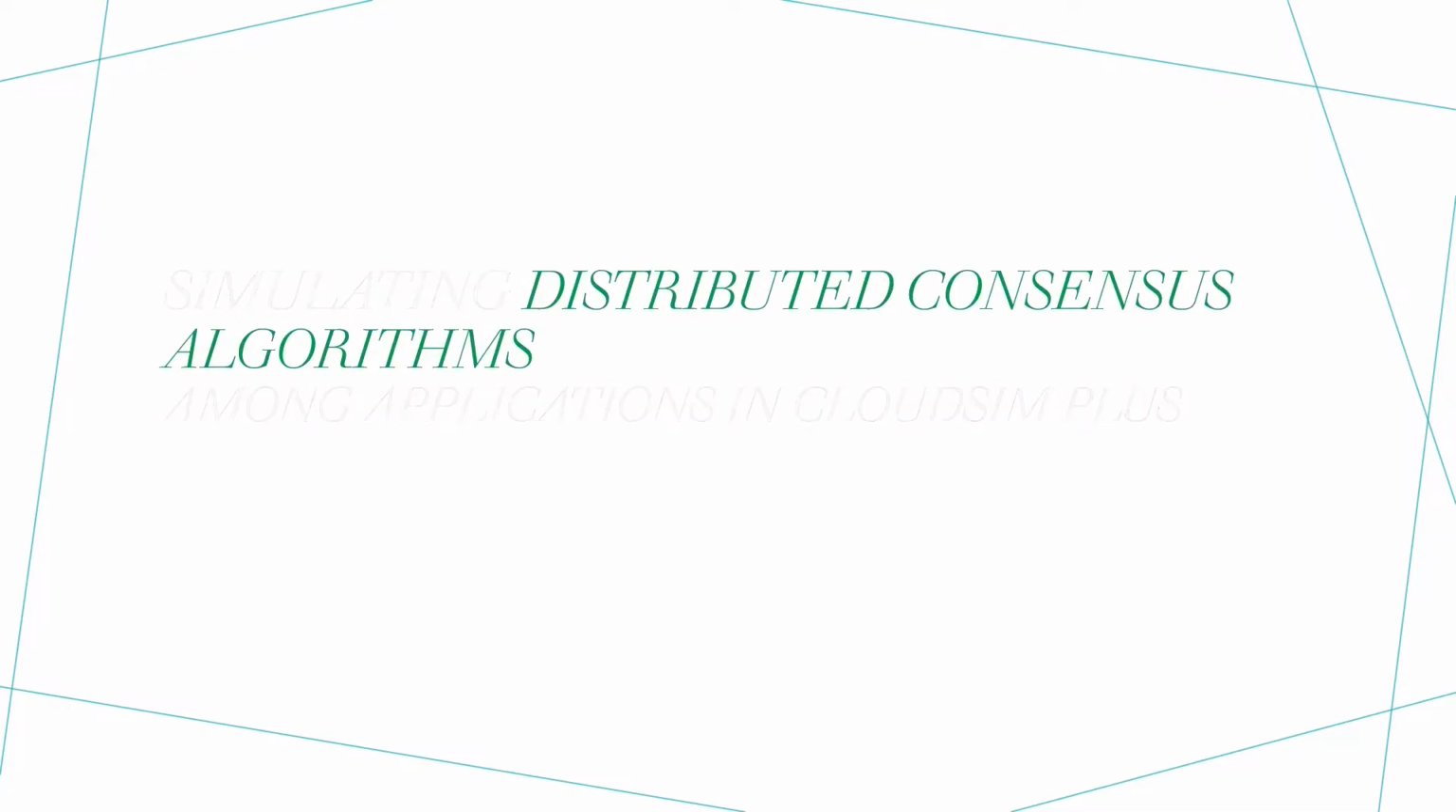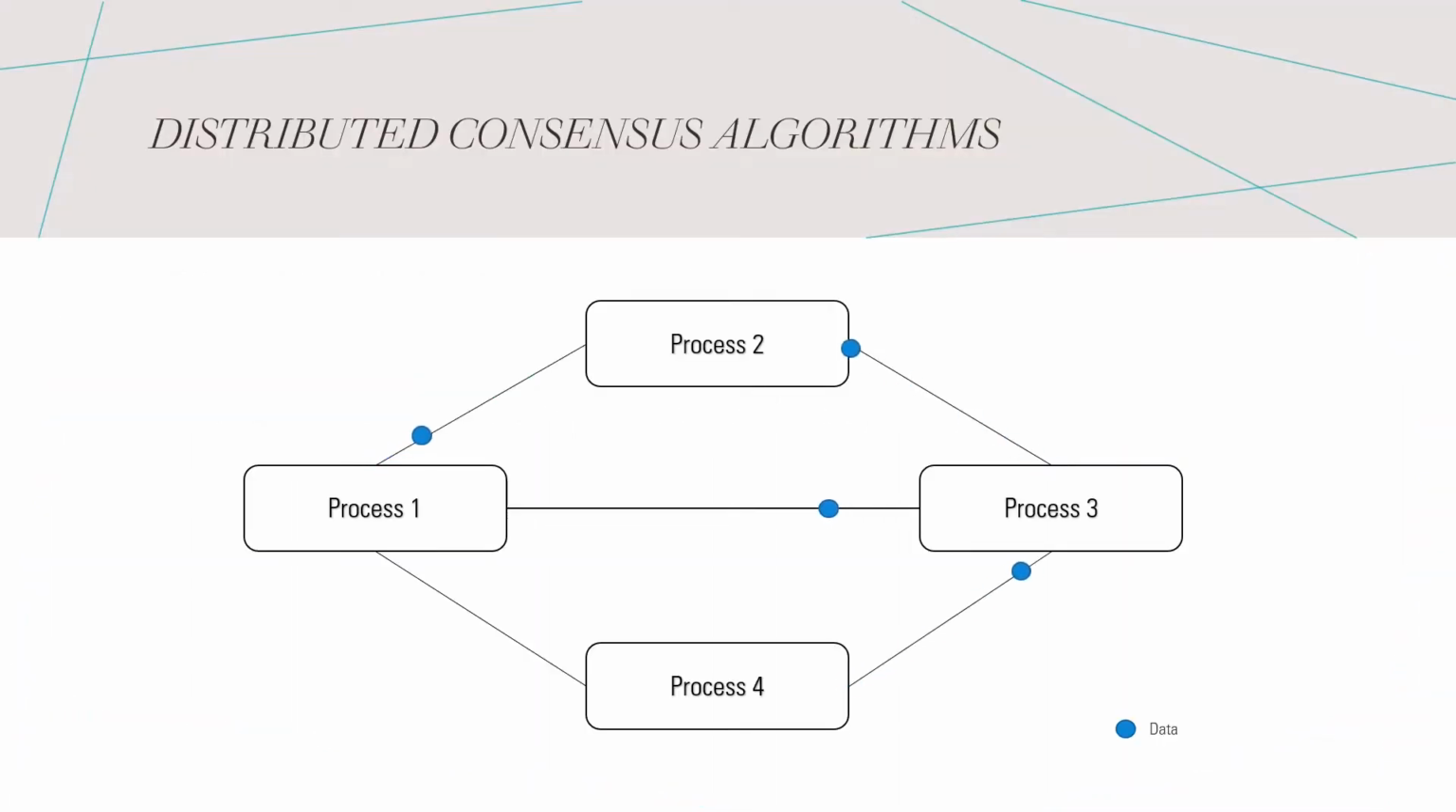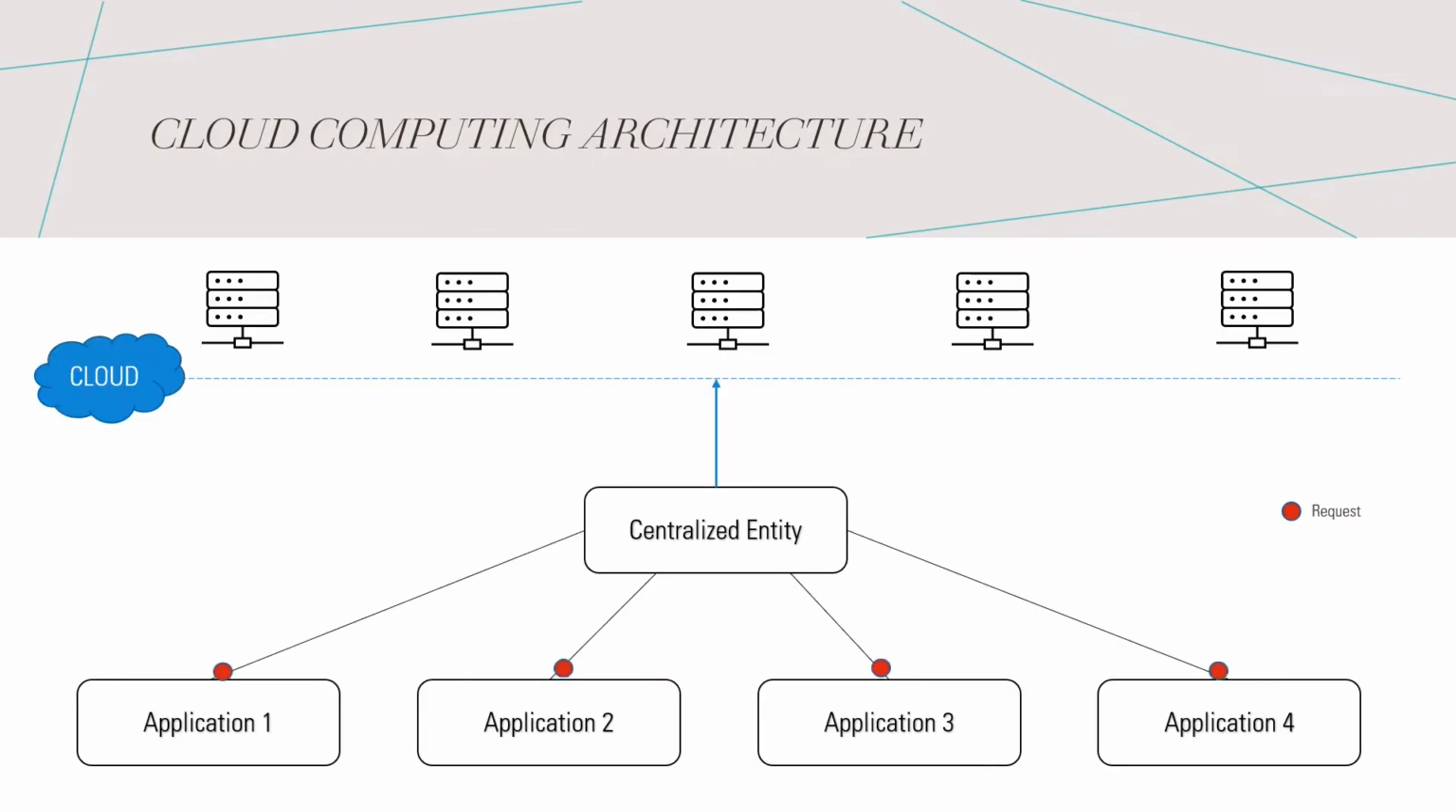Distributed consensus algorithms, what are they? In a distributed system, we have a set of processes that can communicate with others. A consensus algorithm is simply an algorithm that each process runs such that all processes agree on a single value. These processes continuously exchange data until a consensus is reached.